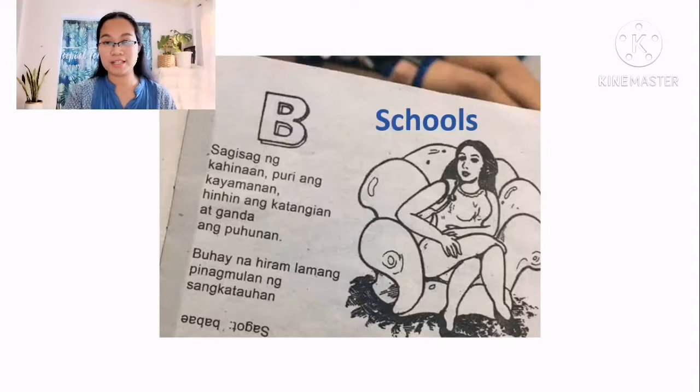If you are going to read this, yan, letter B, babae, sagisag ng kahinaan. Puri ang kayamanan. Hinhin ang katangian at ganda ang puhunan. Buhay na hiram lamang, pinagmulan ng sangkatauhan. So, yan. Yung mga characteristics like mahina, puri ang kayamanan, and so on. So, magkakaroon ng long-term effect sa ating mga students. Okay?